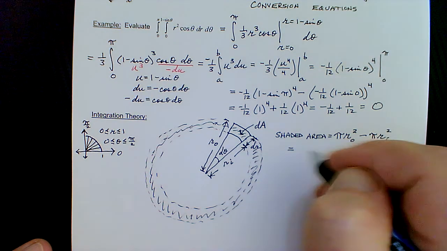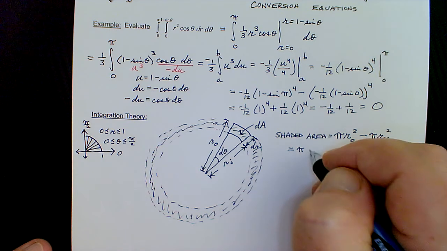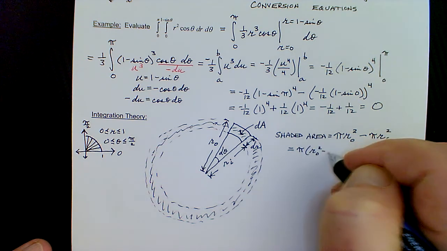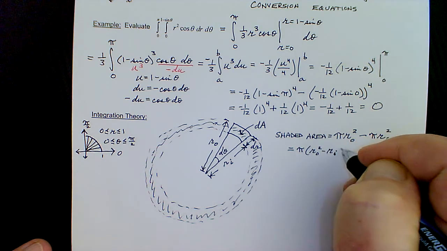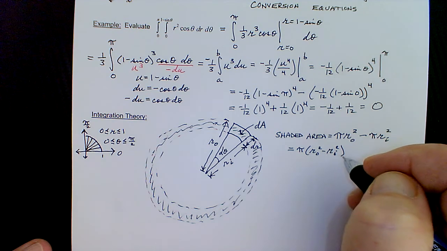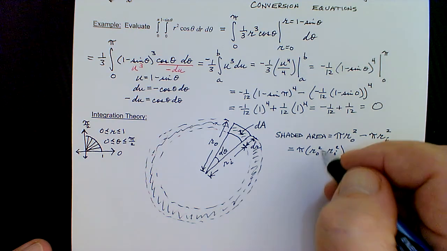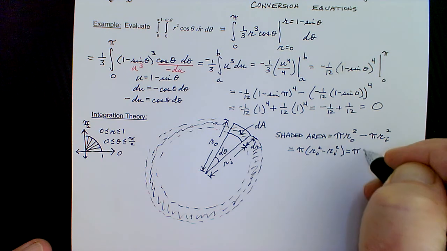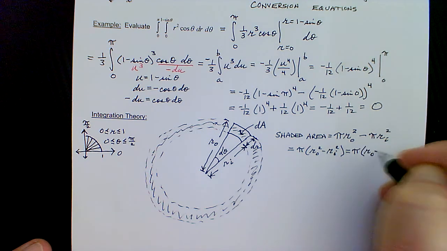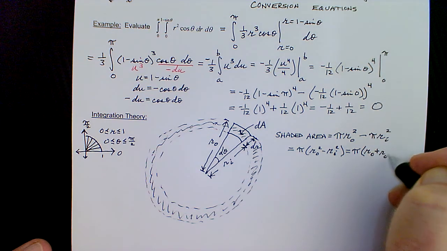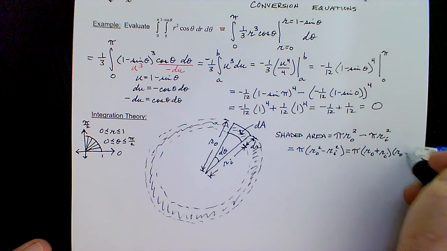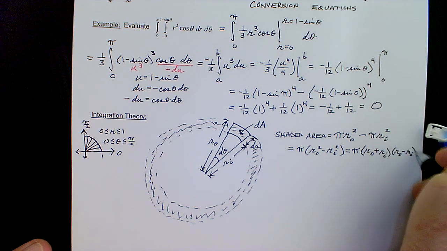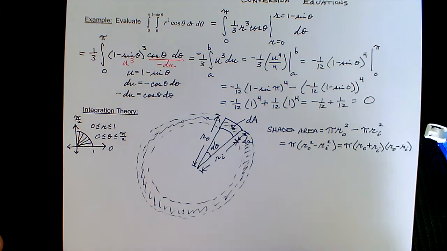But then we're going to do something with this, and you'll see why momentarily. Now factor out the pi, and so I'm left with pi times the quantity r sub outer squared minus r sub inner squared. And then, for a reason that we'll see momentarily, I'm going to factor the difference between two squares. So r sub outer plus r sub inner times r sub outer minus r sub inner. Okay?